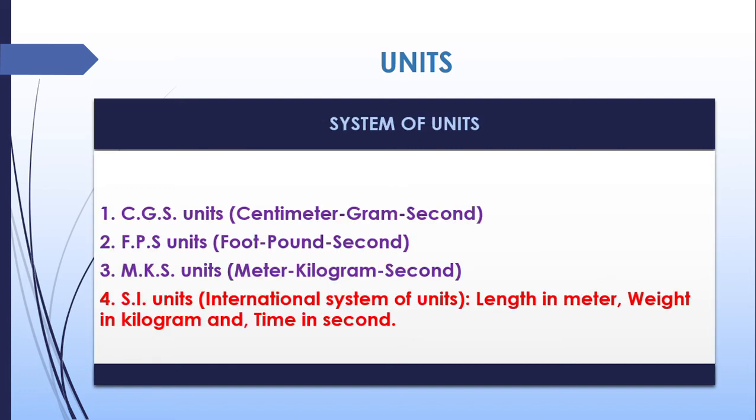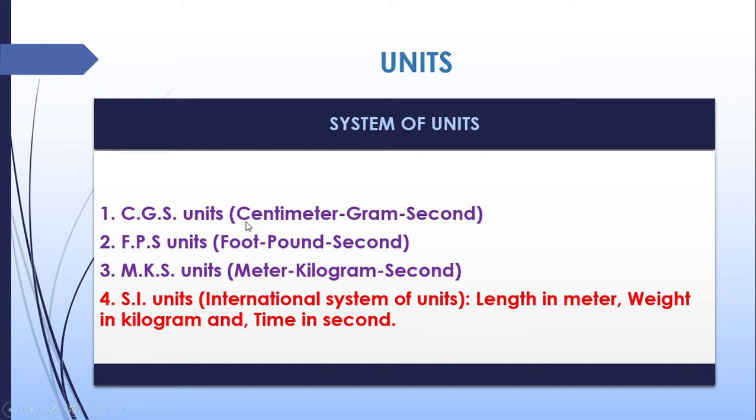Now there are different systems of units. All over the world they are using different systems of units. These are the different systems: the CGS system, centimeter, gram, second. These systems of units are based on the units of the fundamental quantities: length, mass and time. If length is expressed in centimeter, mass in gram and time in second, that type of unit is known as CGS unit.